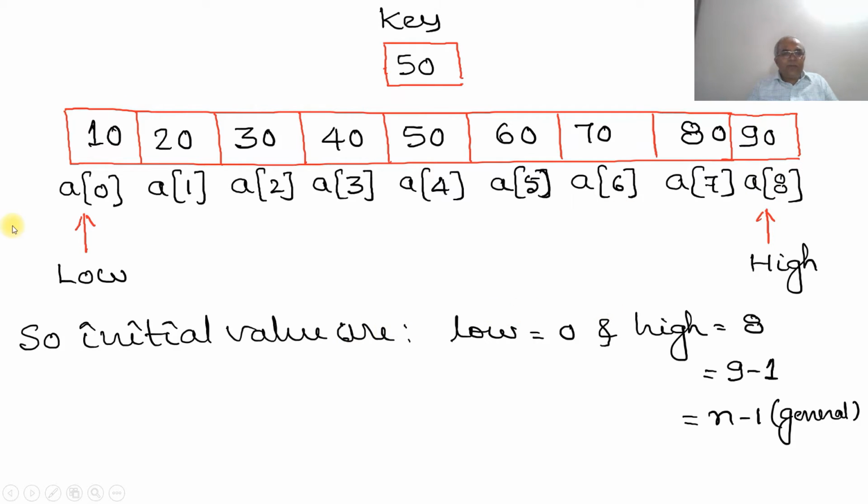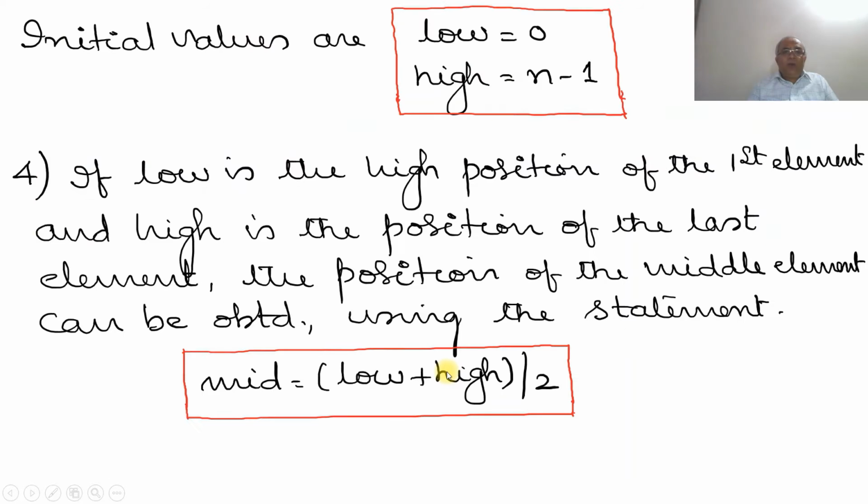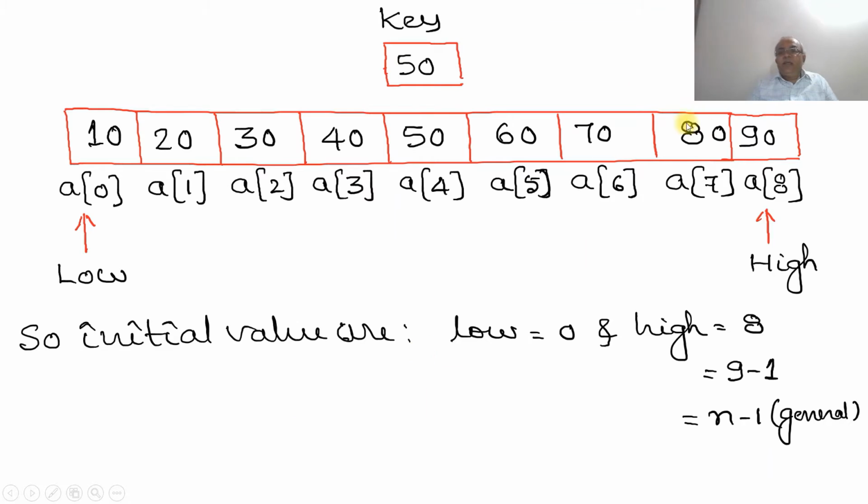So the initial value of low is 0 and high is 8. Because there are n elements, high is n minus 1: 9 minus 1 becomes 8. So in general, low is 0 and high is n minus 1. If low is the position of the first element and high is the position of the last element, the position of the middle element can be obtained using the statement mid is equal to (low plus high) divided by 2. That will give you the mid element. Counting 1, 2, 3, 4, the mid element is the fifth element.